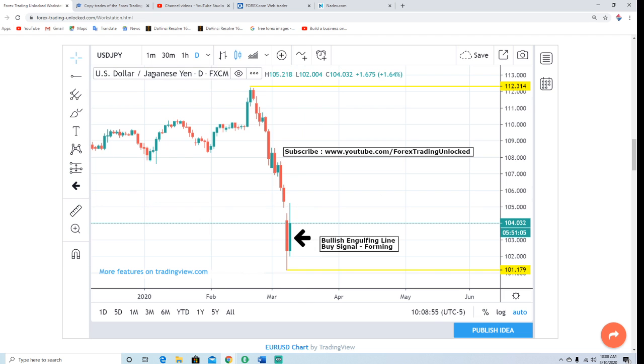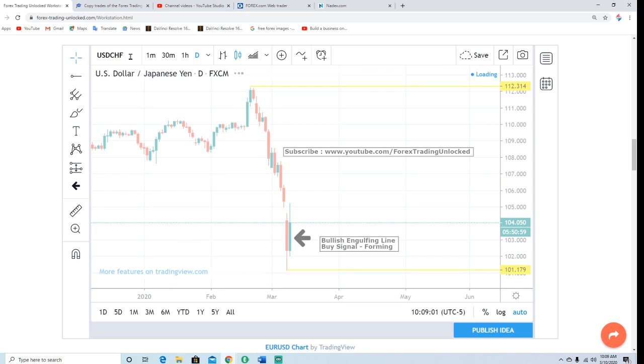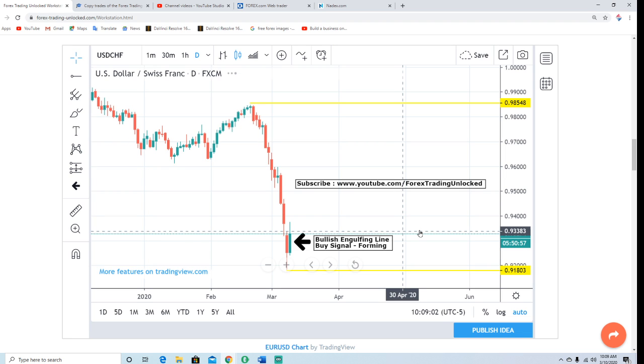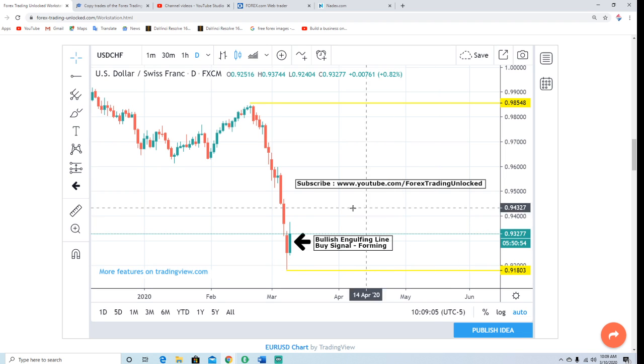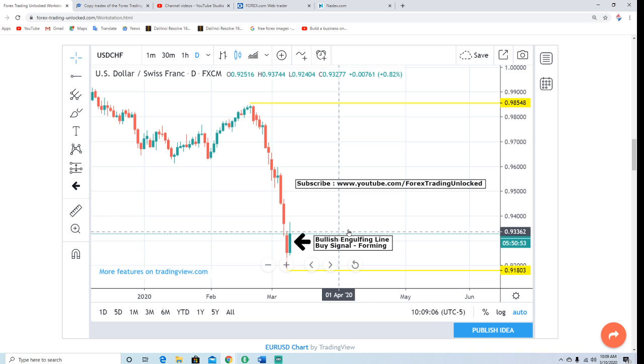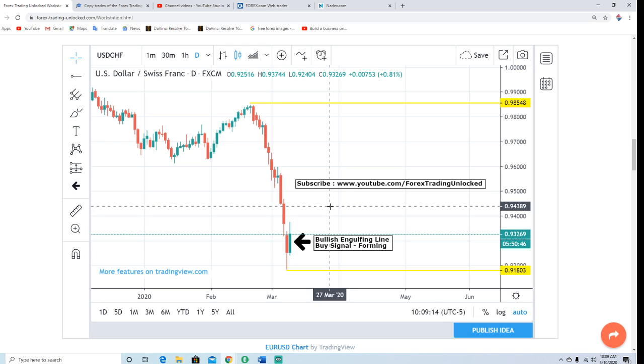So we are looking for a buy signal here to add to the trades we already have on, and then we have the US dollar Swiss, which is also forming a bullish engulfing line buy signal. If this does get completed, we will be adding to our positions. The positions we already have on, we were already in from lower. I do not ever suggest you chase trades. Please do not do that. If you don't get one of our signals when they're triggered, do not try and chase these trades. Definitely wait for confirmation with these signals.